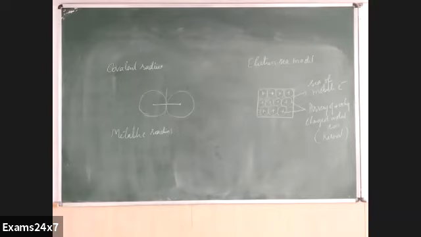You wrote metallic bond. What is a metallic bond? Sorry, metallic radius. Metallic radius I have not written. You write metallic radius. What is metallic radius? Half the internuclear distance of the adjacent metal ions in the metallic crystal.